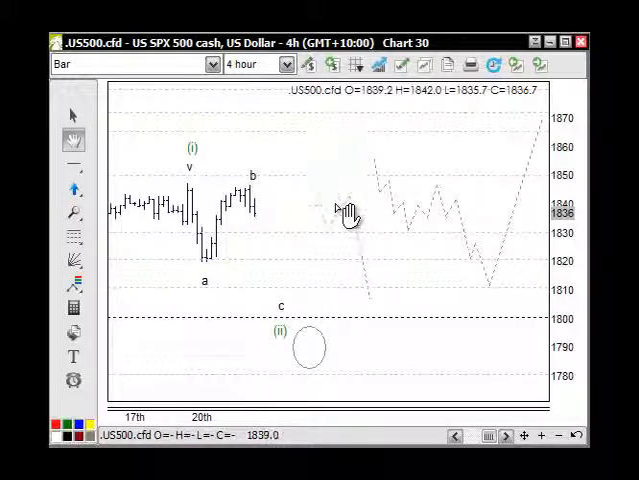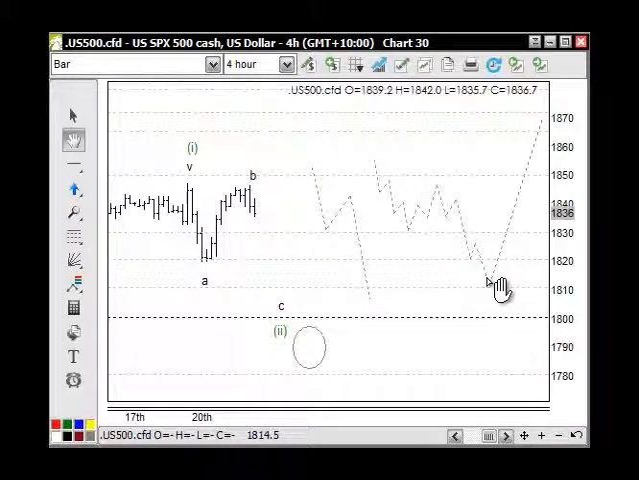Well, this is the main structure here, the ABC, of course, and this is the A, the B, and the C in a bit more detail, and it's a 5-3-5 structure. So that's what we're looking for. We're looking at this move down through here now in this 5-wave structure. How far will it come down?